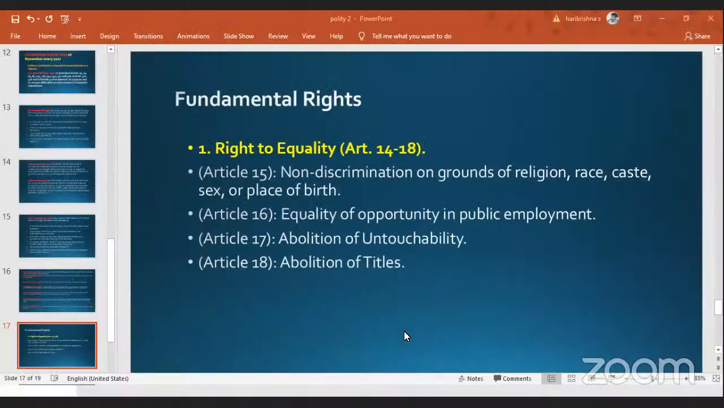Article 16 states equality of opportunity in public employment. That is very important. Article 17 states the abolition of untouchability. Untouchability was abolished. Article 18 is the abolition of titles. That is also part of the right to equality. That means everyone is equal before everything. Okay.